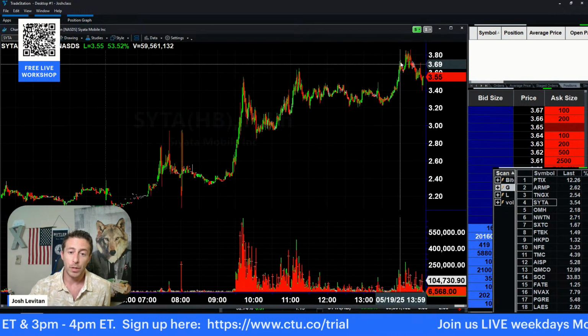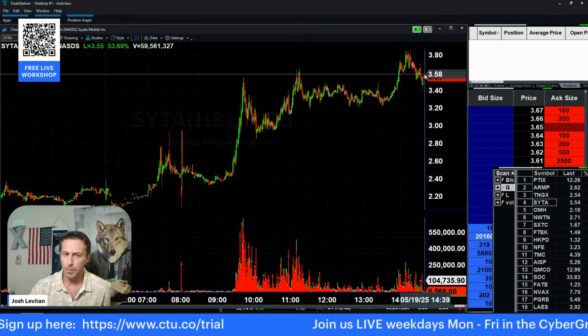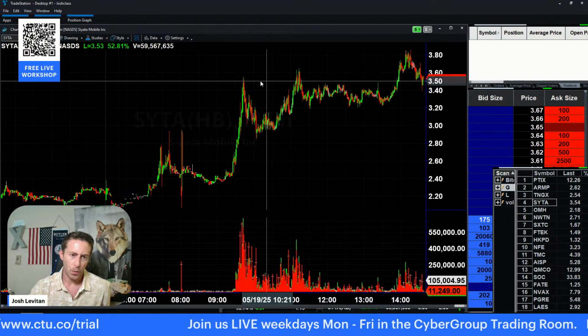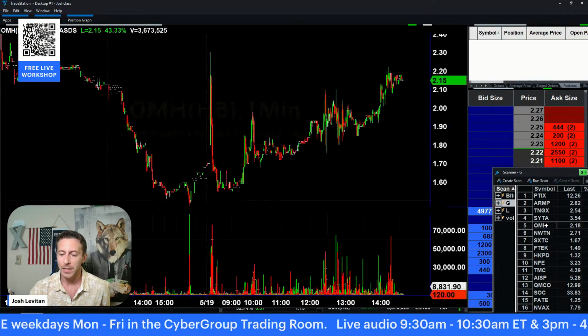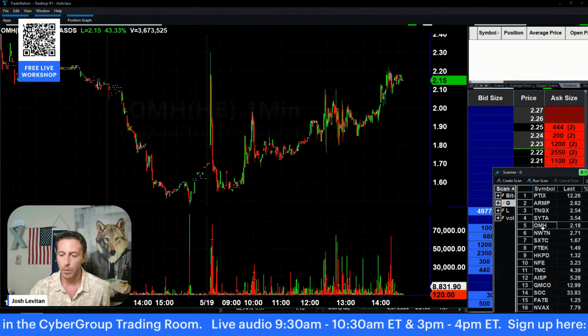SYTA. Actually, this was moving up pretty nicely just before. Just had a little bit of a slip here. I'll come back to this. If this just folds back underneath this resistance drops, then we move on. But I'll come back to the SYTA if we need to. Doesn't look terrible.